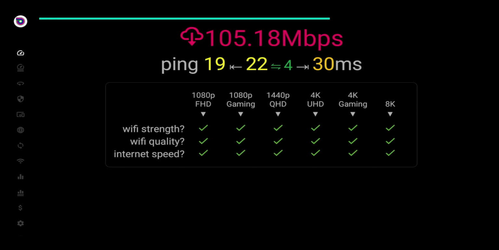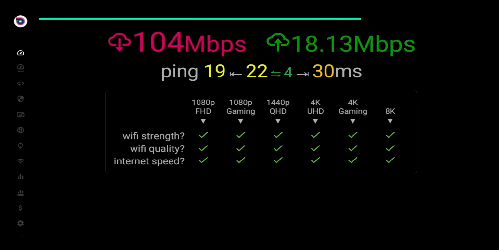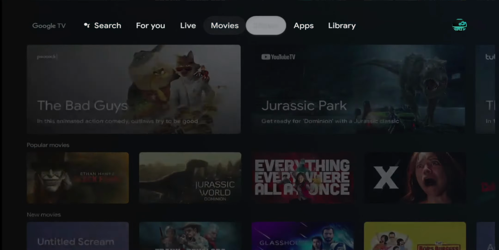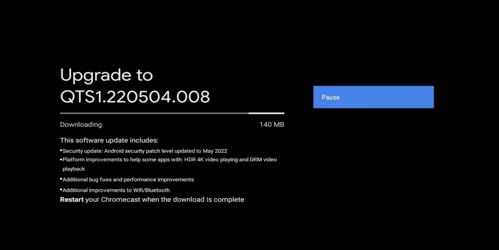All right, so 104 megabits per second, ping is 19, 30 milliseconds. For the upload, went up a little bit, looked like we're at about 19-20, which is truer to what I'm supposed to be getting. So gonna leave it there. We're gonna go back in and go back to our settings, and we're gonna start the update. I'm gonna hit download. All right, so it looks like it's going pretty fast, but what I'll do is fast forward this part of the video.